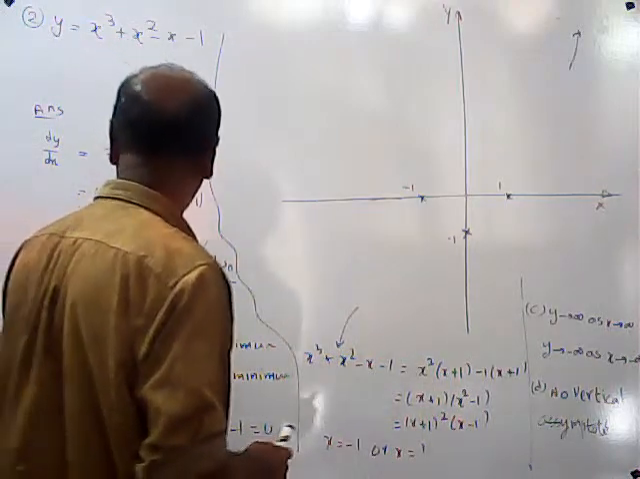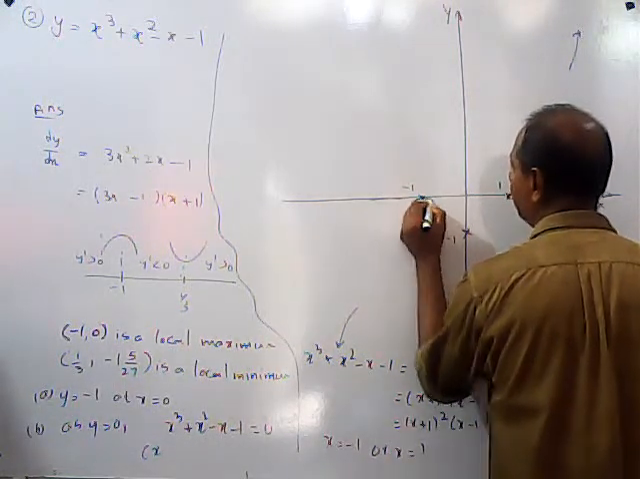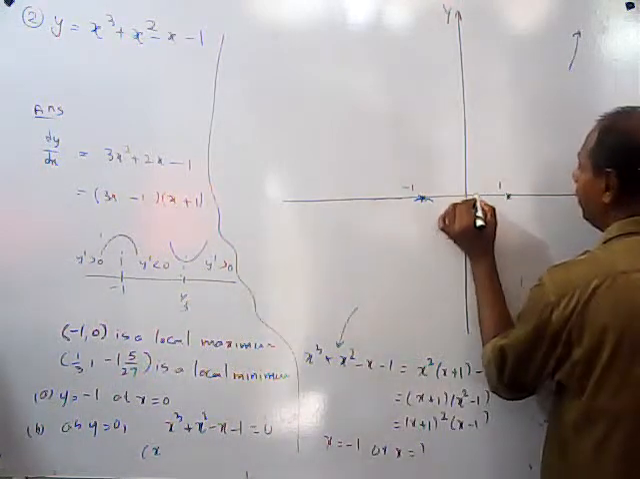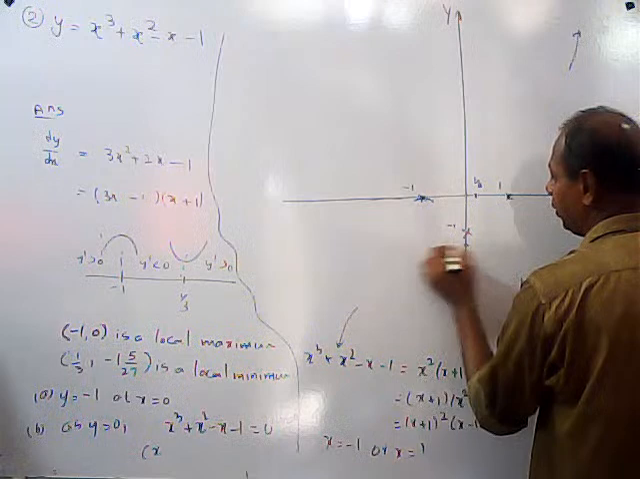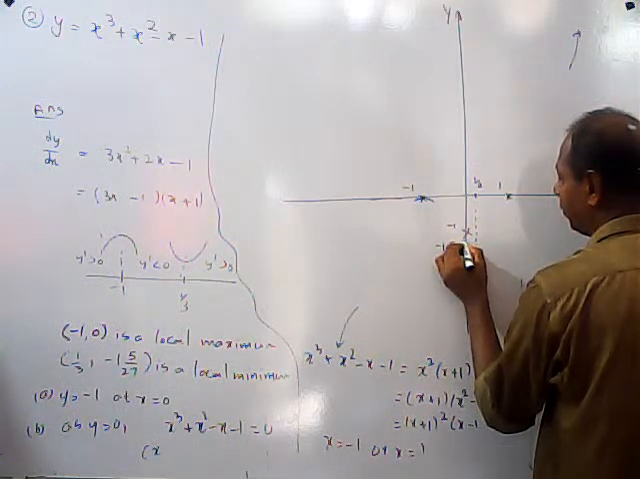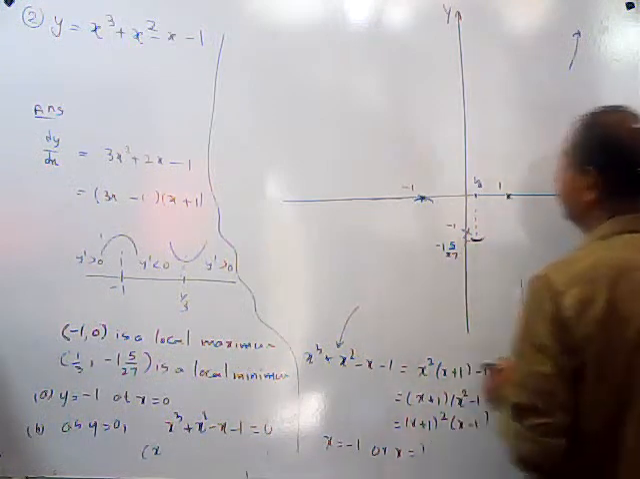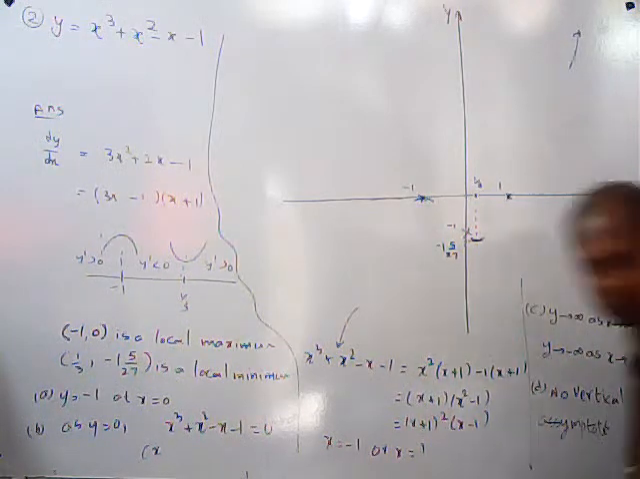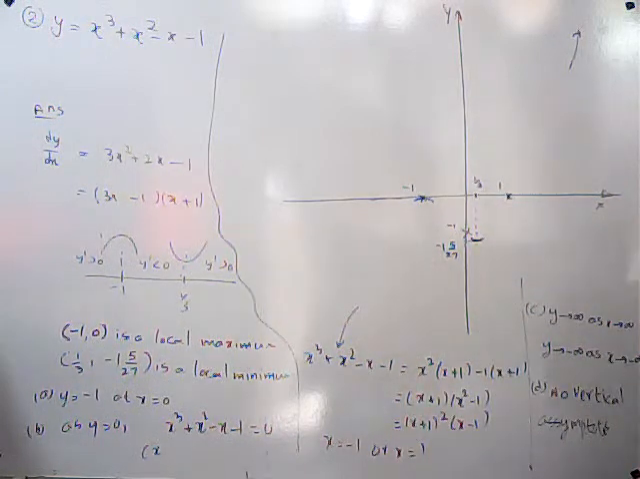Then turning points. We found the turning points. Minus 1, 0 is the local maximum. This point is the local maximum. Then 1 over 3, minus 1, just below minus 1, and 5 over 27. Here you have a local minimum. So this is the information that we have. Now we have to complete the graph.